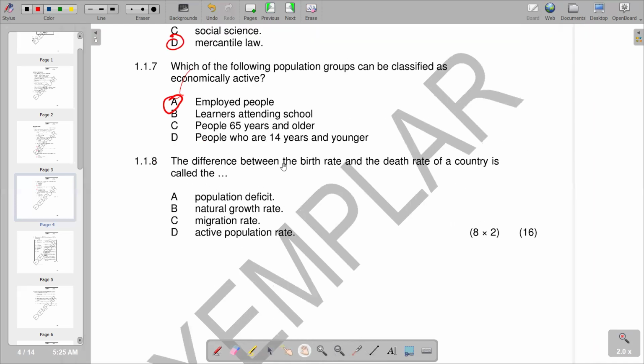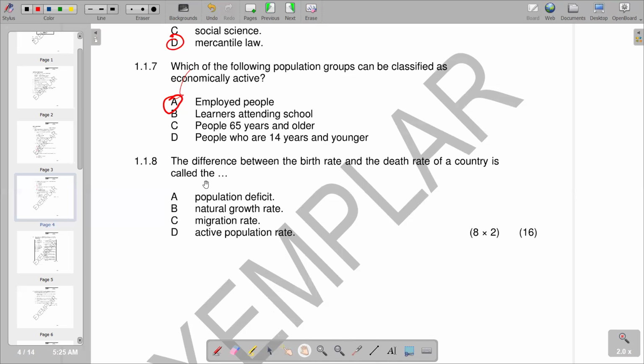1.1.8 The difference between the birth rate and the death rate of a country is called... we've got population deficits, natural growth rate, migration rate. We also have the active population rate. So we'll see that the correct answer that we have there is the natural growth rate.